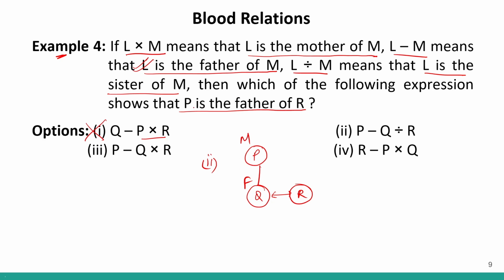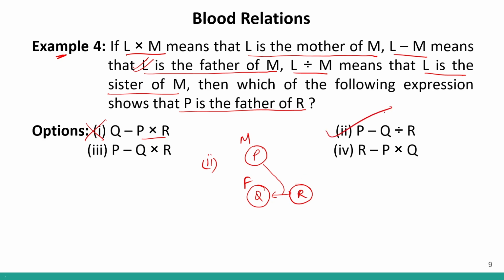But we had to find out P is the father of R. R's gender is not required in the question. In the question, the only relationship we had to find out is P is the father of R. Can I find out that P is the father of R? Yes, because since P is the father of Q, P would automatically be the father of Q's sibling. So P would be the father of R.